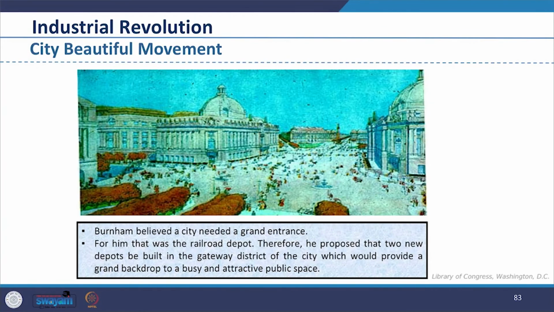He believed a city needed a grand entrance. For him, that was the railroad depot. Therefore, he proposed that the two new depots be built in the gateway district of the city, which would provide a grand backdrop to the busy and attractive public space.